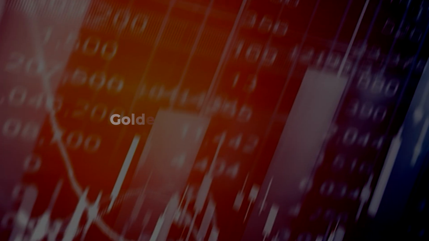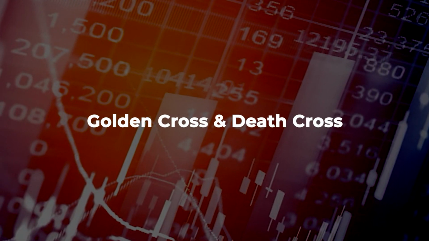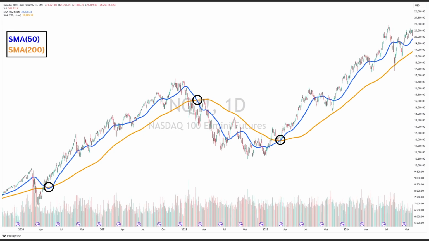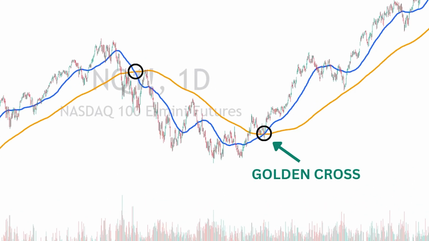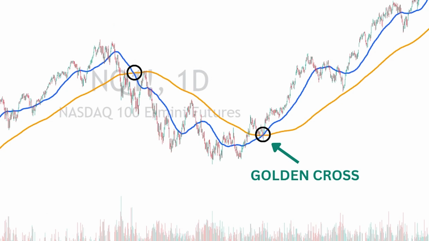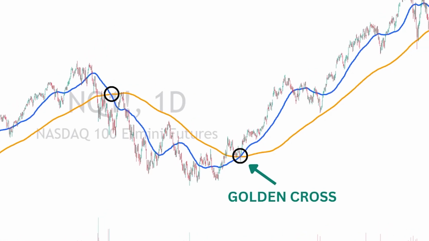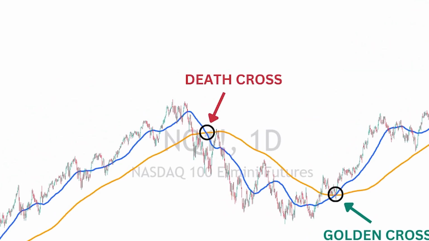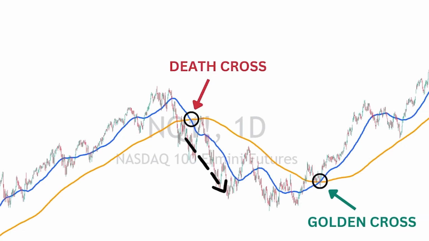Next, we have the golden cross and death cross, which are two well-known moving average strategies that help identify bigger, longer-term trends. A golden cross happens when the 50-day SMA crosses above the 200-day SMA. This is often seen as a strong signal that the market is moving into an uptrend and that prices could continue to rise. The death cross is the opposite. It happens when the 50-day SMA crosses below the 200-day SMA, signaling that the market might be entering a downtrend.